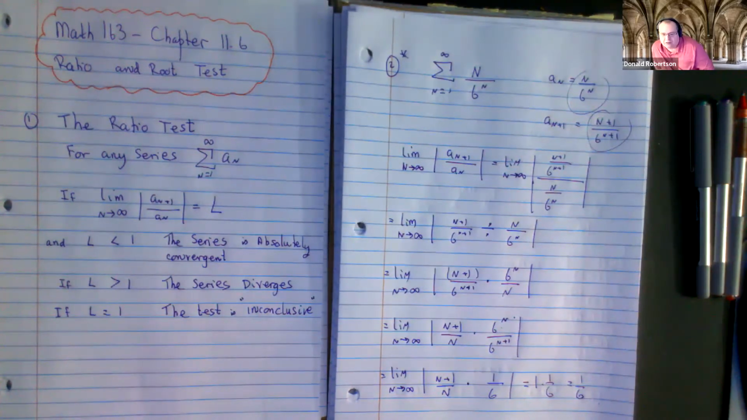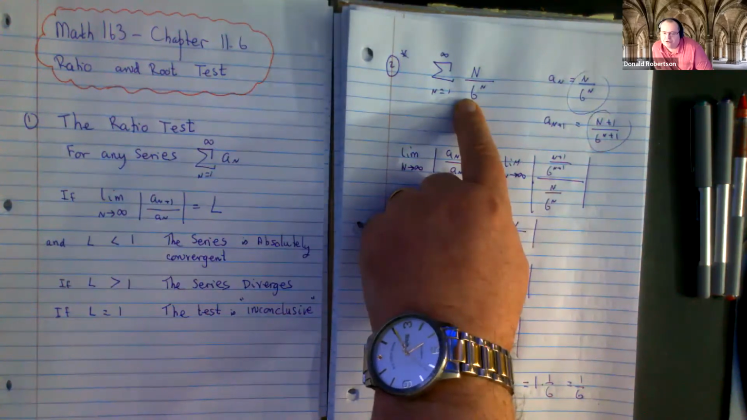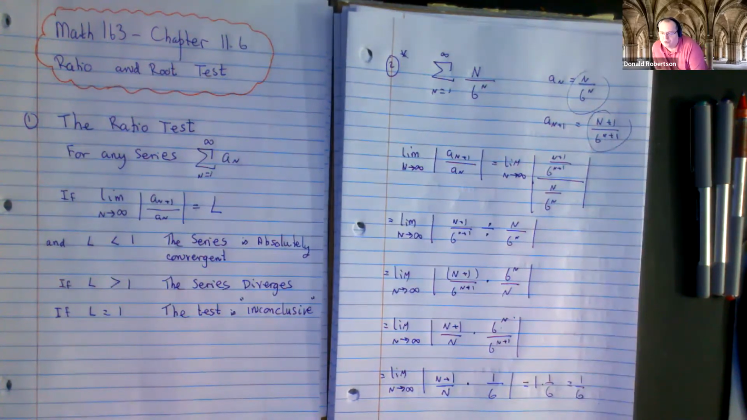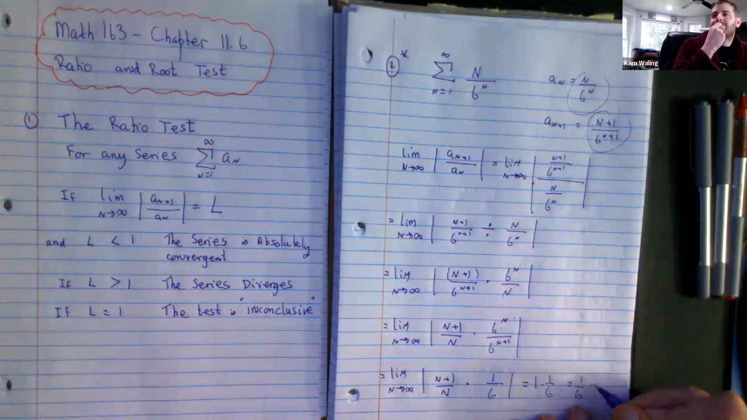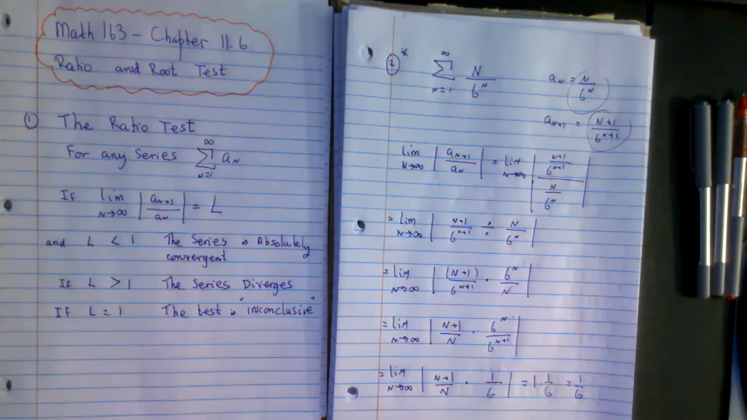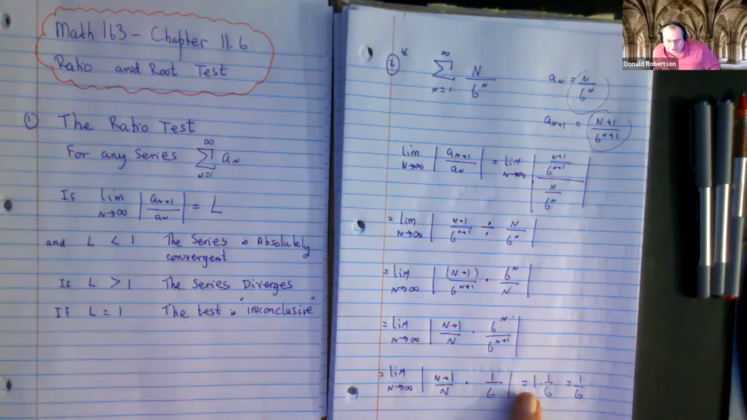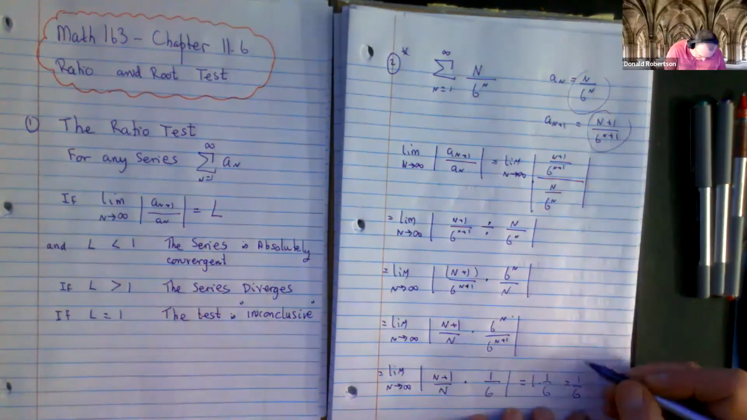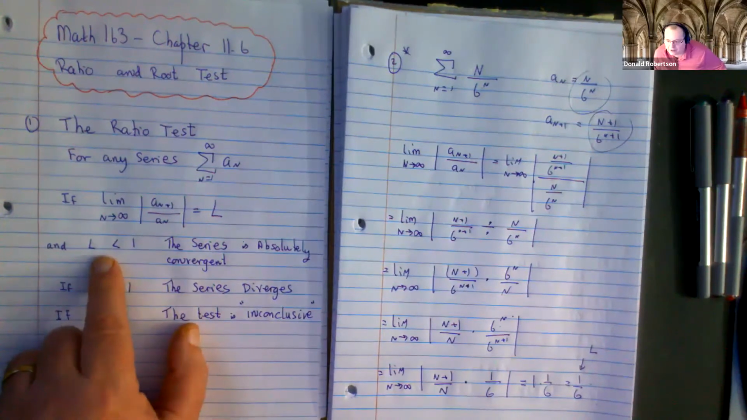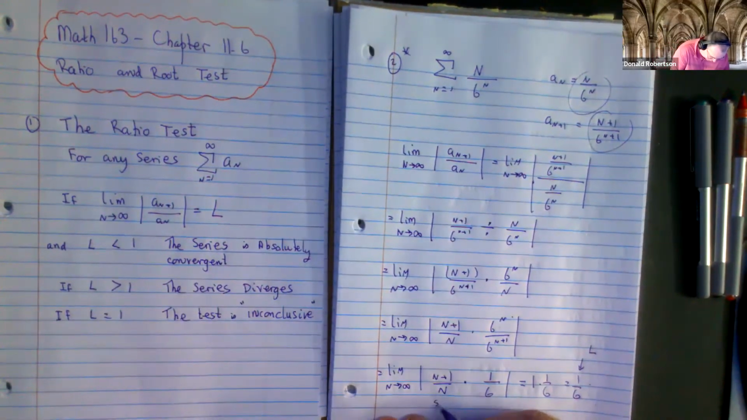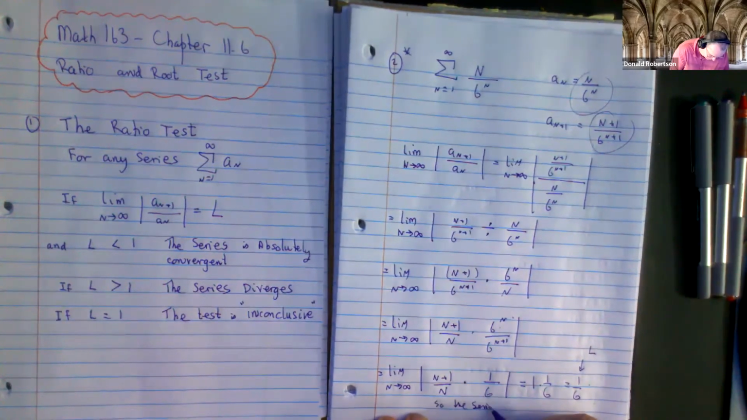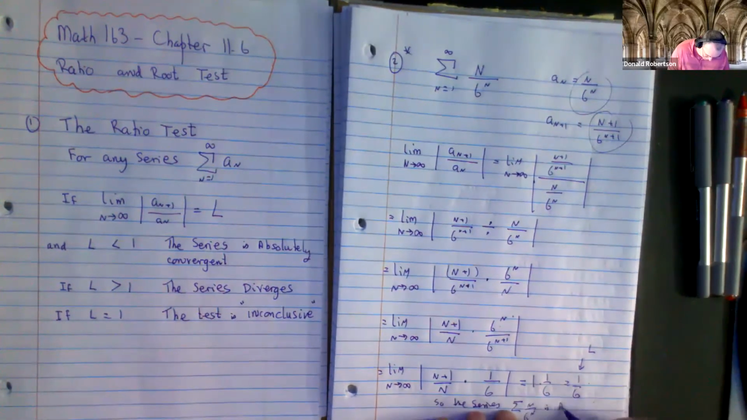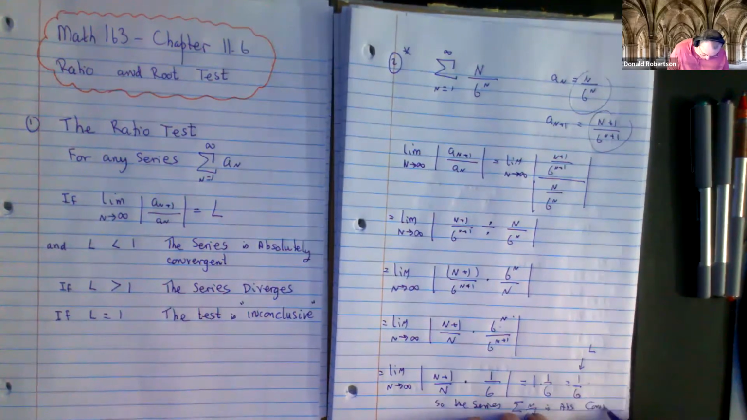Conclusion time. Is this series absolutely convergent, divergent, or is the test inconclusive? We got the answer 1/6. Which of those three is it? Divergent. Right, look again. The answer is a 6th. The series absolutely converges. Agreed. Isn't L, that guy there, less than 1, absolutely convergent? So the series, that's this guy here, is absolutely convergent.